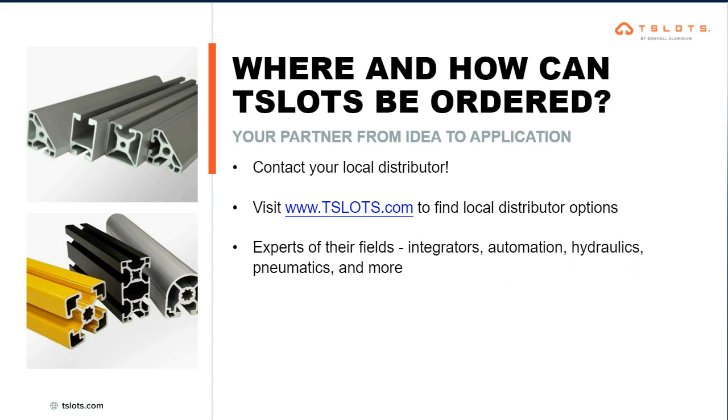Where can I get T-slots? Where do we go from here? So the answer is that T-slots, we do sell through distribution. So reach out to your local distributor with your project. Where you can find that is on the website, tslots.com. There's a tab called Find a Distributor. You can look up your state, and it'll pop out who your local contacts are.